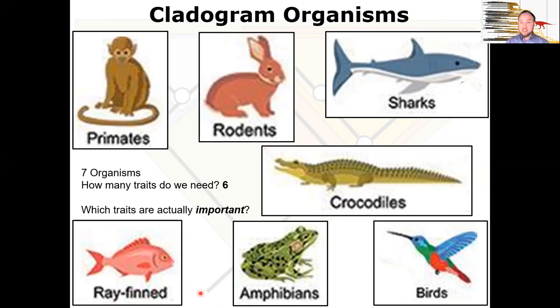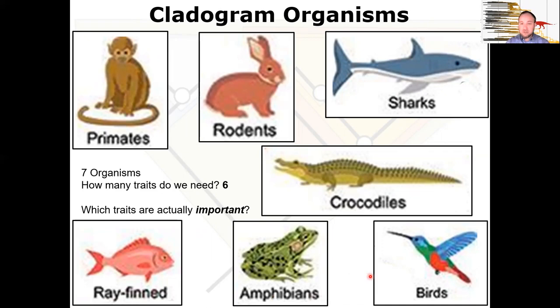Okay, let's try spinal column. Again, all of these things are vertebrates. They've got a spinal column. Sharks are cartilaginous, but it's there. That doesn't help us either. Okay, well, what traits are important? We want to think about what separates us out. So the primate has hair, so does the rodent, but the others don't. That's a good way to kind of start separating things.